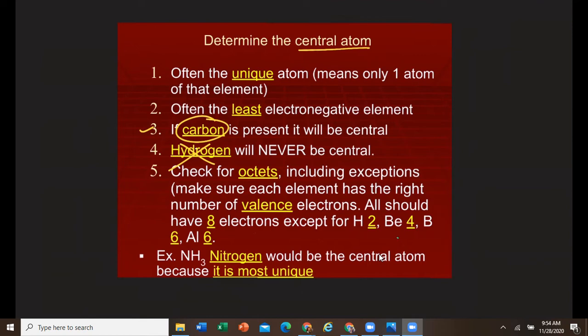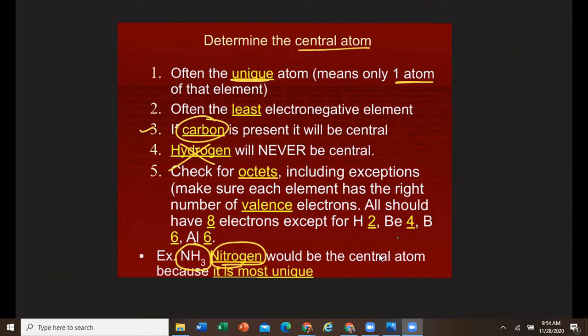Okay? Now, if you don't have carbon, you don't have hydrogens, you don't have any idea, then you go to these next rules where the unique atom is going to go in the center, meaning that there's only one of those. So as you can see down here in the example, for something like NH3, there's one nitrogen, there's 3 hydrogens. So nitrogen is going to go in the center, okay?